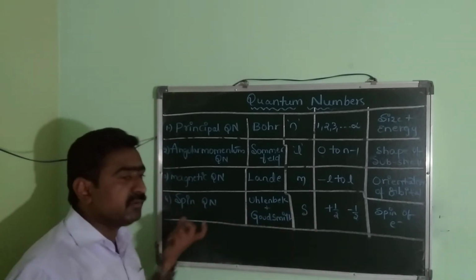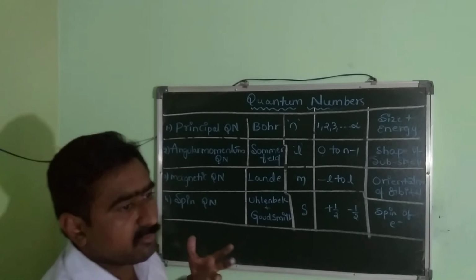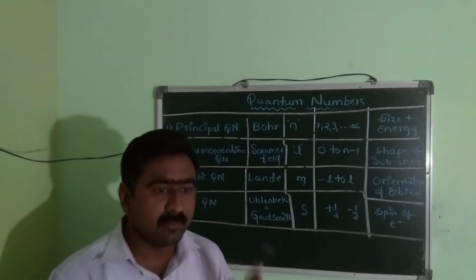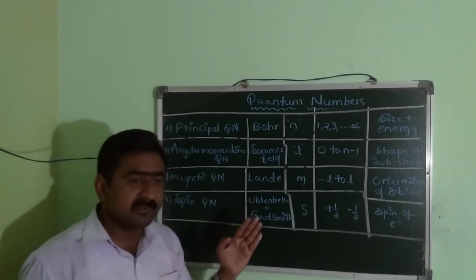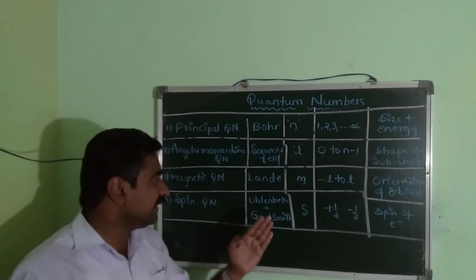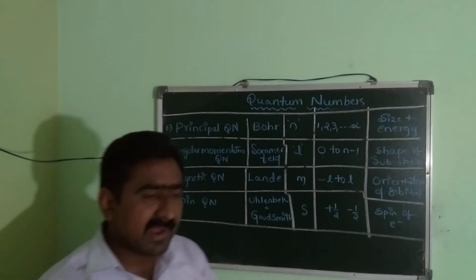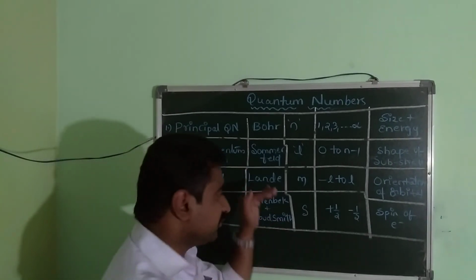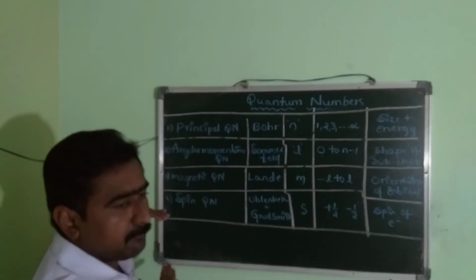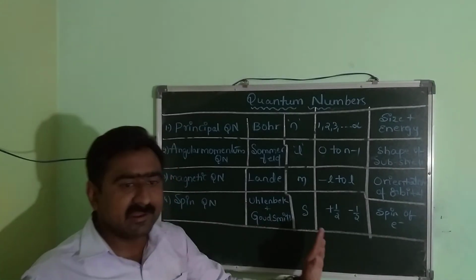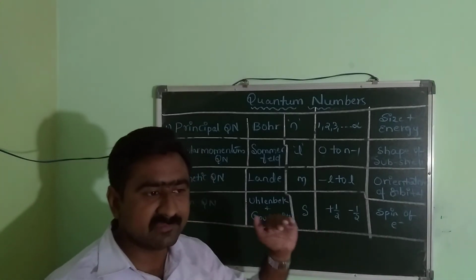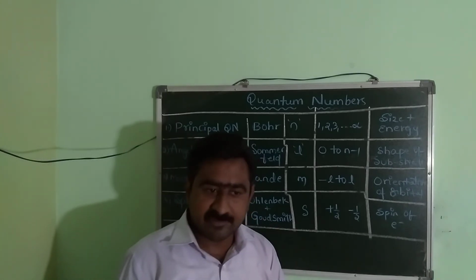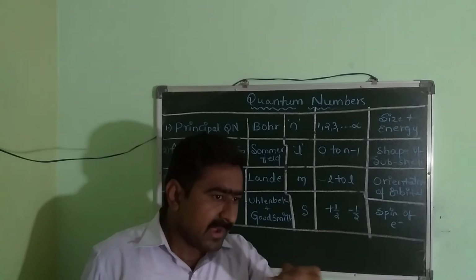And coming to the spin quantum number, the last one. The spin quantum number was developed by two scientists. The first scientist is Uhlenbeck, and the second one is Goudsmit. Uhlenbeck and Goudsmit are the two scientists who developed the spin quantum number, and it is indicated by the letter S. Since we indicate it with the letter S, we call it the spin quantum number.